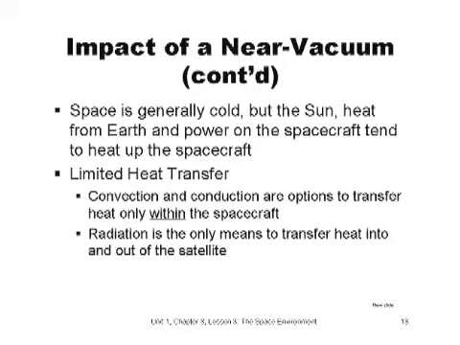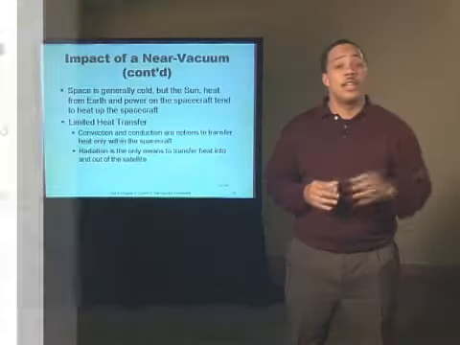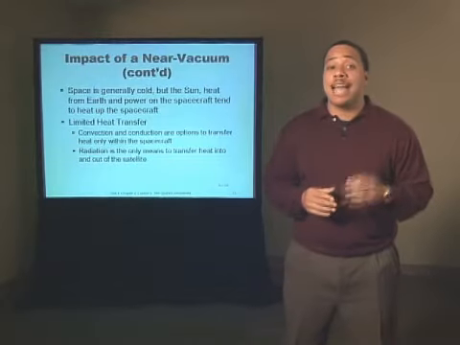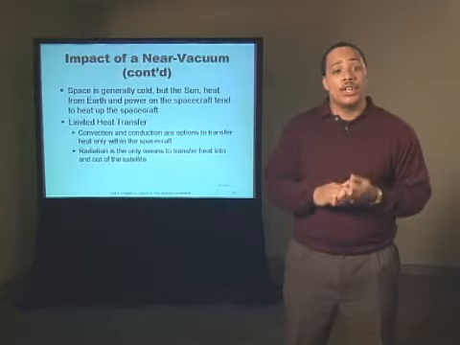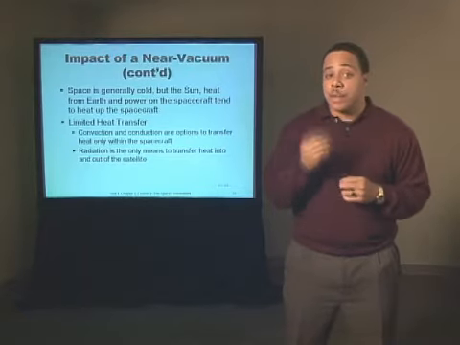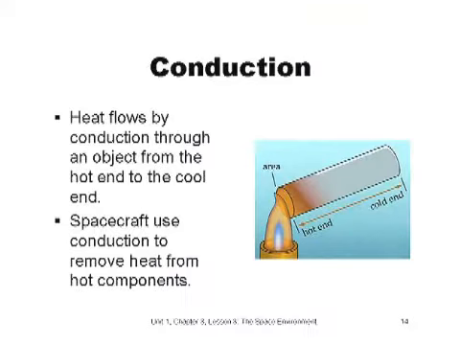We're left with radiation as the only way to get heat out of the spacecraft. So, let's understand how the basics of conduction, convection, and radiation remove heat from inside the spacecraft. To see how these three processes help us control heat in space, let's briefly look at each one.